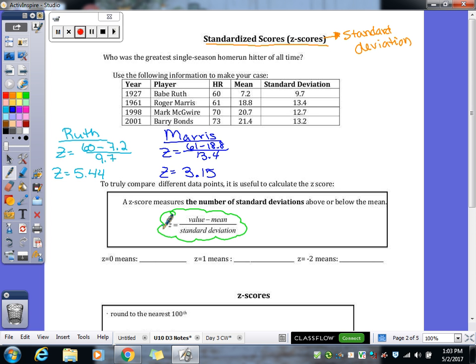So between the two of them, who was better? Babe Ruth. Totally better. So what I want you to do right now is figure out what was McGwire's z-score, and then we'll have you figure out Barry Bonds' z-score.